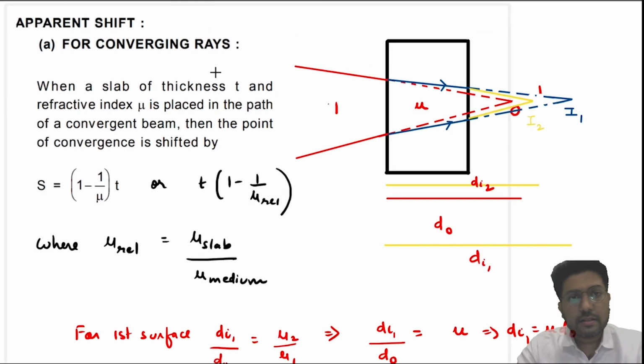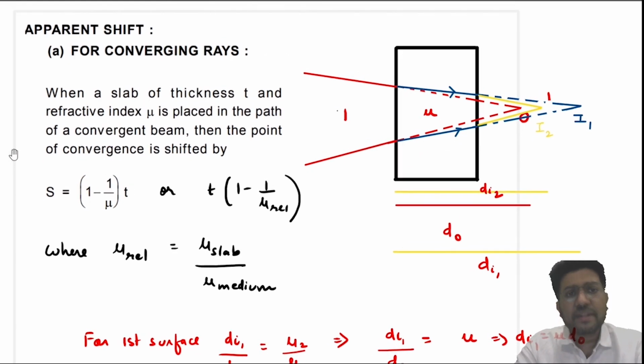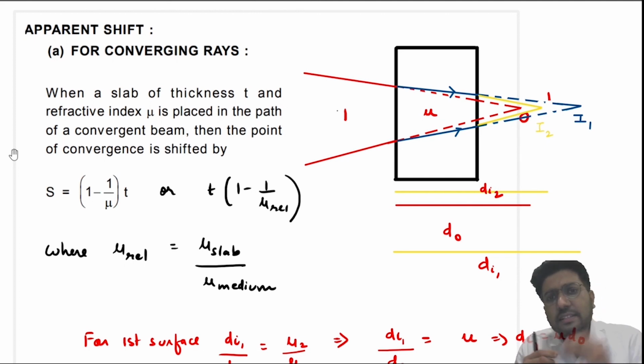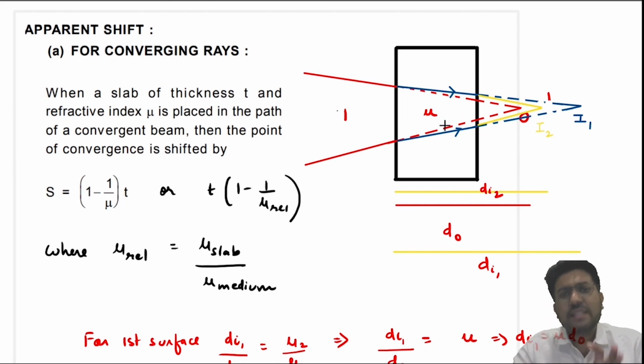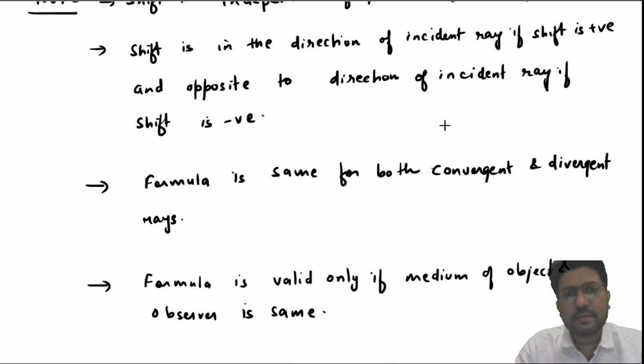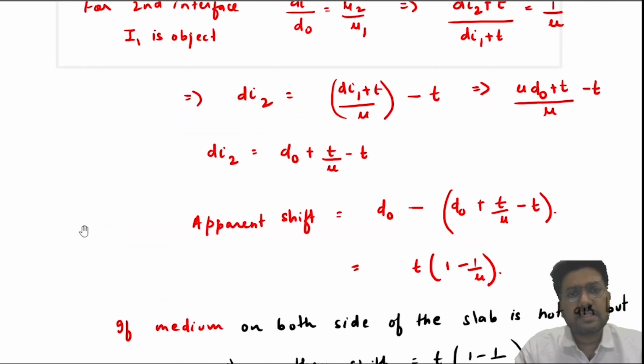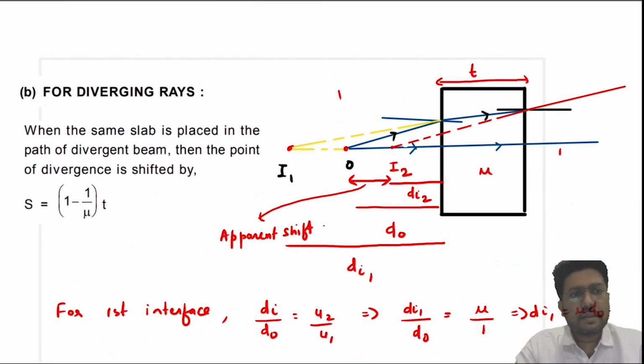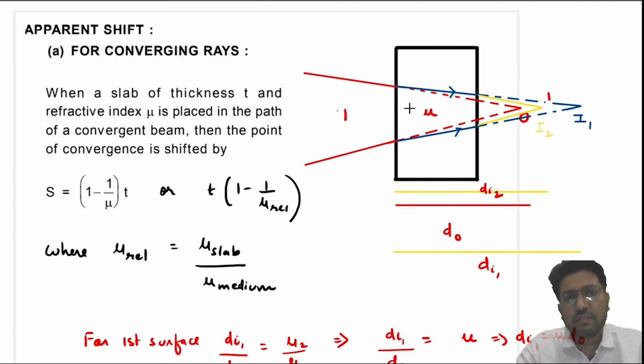Now, apparent shift, listen carefully. We will discuss it in two cases. One is for converging rays, which means the object is virtual, and the other is for diverging rays, which means the object is real. So this is the diverging ray, that is the object is real, and here I am discussing the converging ray, that means the object is virtual.